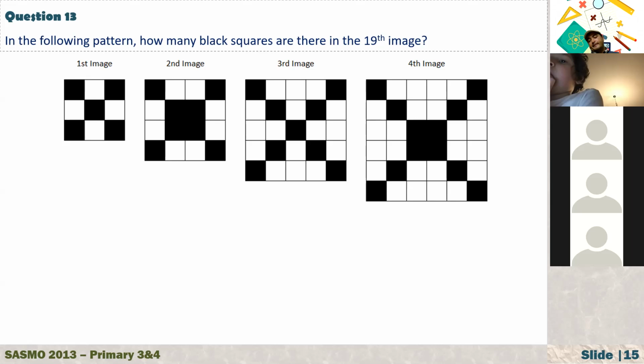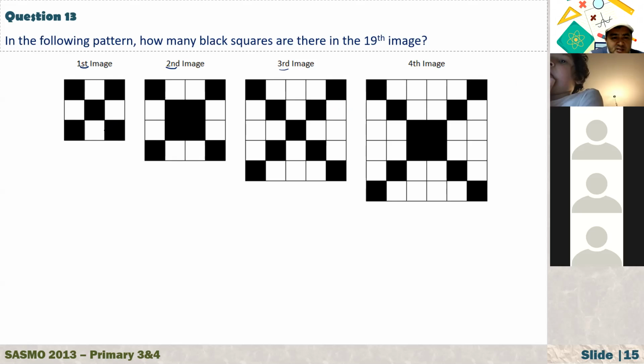But I have a question. What does it mean by 19th image? Here, that is the first image, right? The second image and third image and fourth image. In this way, we are just painting images. If I continue painting in this way in a certain pattern, here we will have the 19th image. In the 19th image, how many black squares do we have?